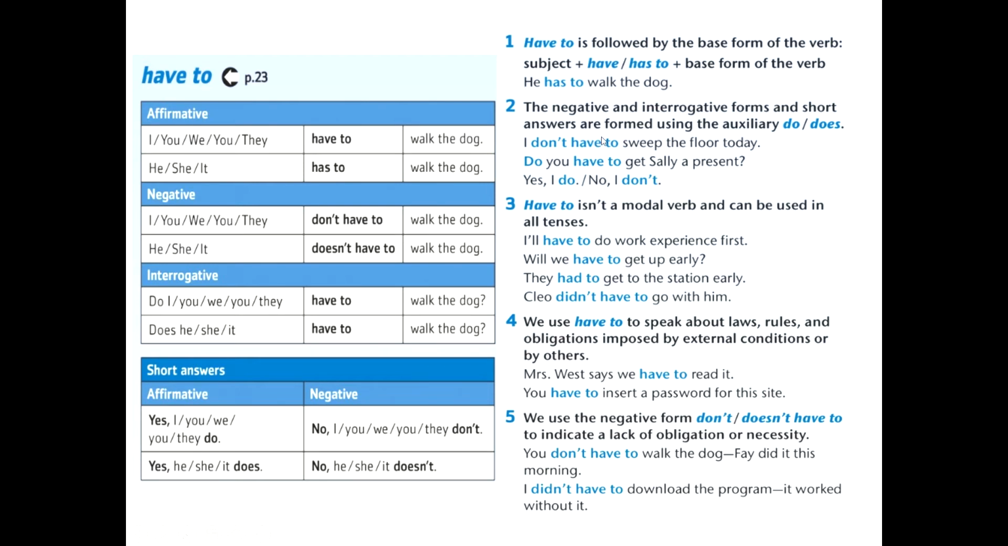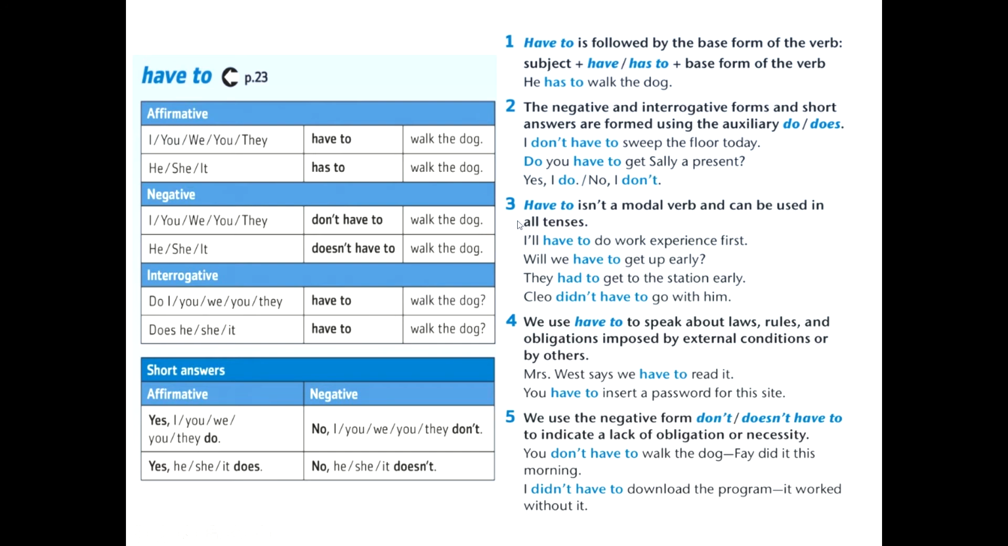The negative and interrogative forms and short answers are formed using the auxiliary do or does. Para preguntar o para negar, voy a necesitar los verbos auxiliares do and does. Do para estos pronombres and does para estos pronombres. Okay? I don't have to sweep the floor today. Do you have to get Sally a present? Yes, I do. No, I don't.